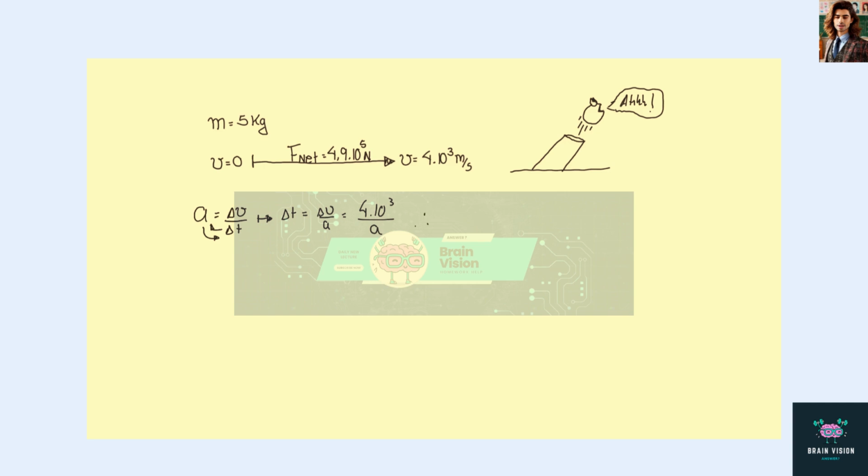For that, we can use Newton's second law, which says that the net force is equal to the mass of the projectile times its acceleration. The net force is equal to 4.9 times 10 to the 5th. The mass is 5 kilograms, and the acceleration we are calculating right now. Then, by sending this term to the other side, we get 4.9 times 10 to the 5th divided by 5 as our acceleration. Then, we can plug this result into this equation. By doing that, we get delta t is equal to 4 times 10 to the 3rd divided by 4.9 times 10 to the 5th divided by 5.